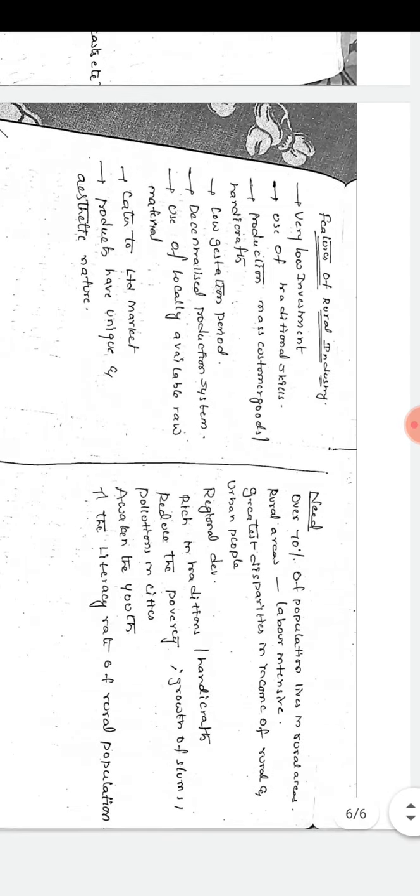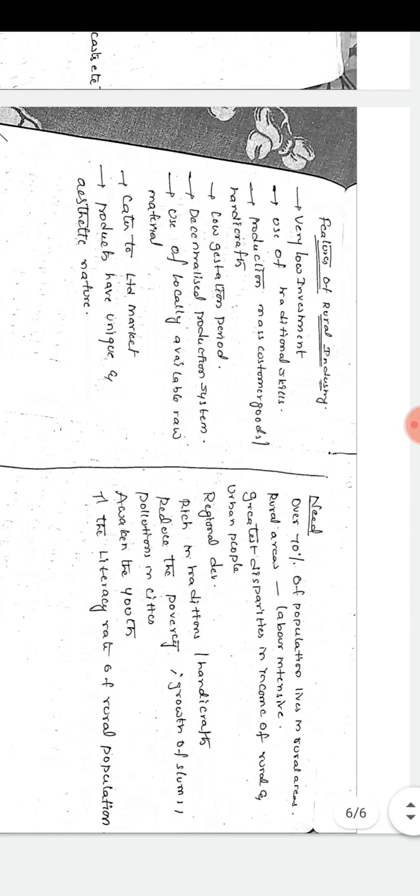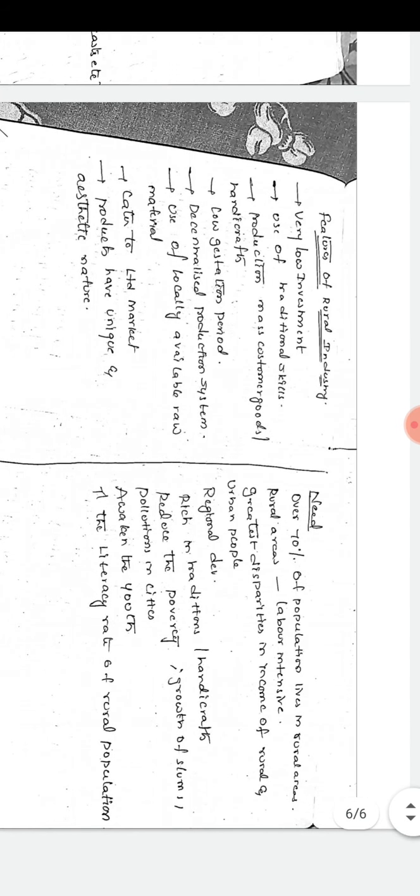So what is the need of rural entrepreneurs? Over 70% of the population live in the rural areas. The rural areas are labor intensive. That means the labor availability will be widespread in those areas. There will be greater disparities in the income of rural and urban areas as well. So for the development of a particular region, rural entrepreneurship is necessary, and they are rich in traditions and handicrafts. It helps reduce poverty and the growth of slums and populations in the city, awakens the youth, and improves the literacy rate of the rural population. For all these things, there is a necessity of rural entrepreneurship.